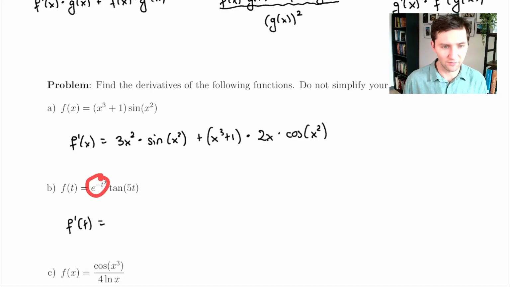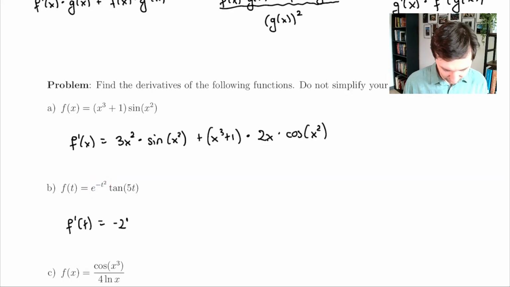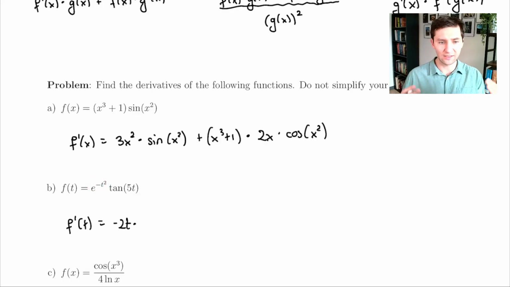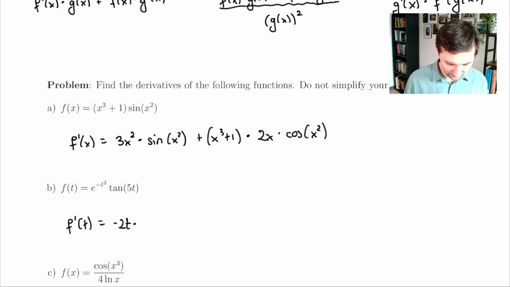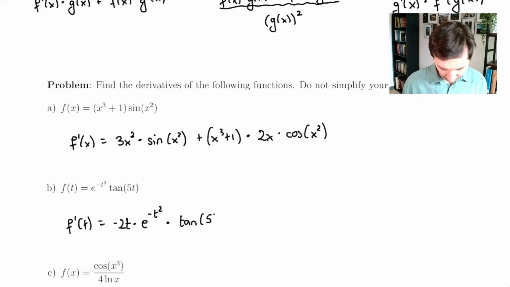To take the derivative of the first function, I take the derivative of the inside first. That gives me negative 2t. Multiply it by the derivative of the outside. The derivative of e to the x is e to the x. When I plug in the inside function to it, I get e to negative t squared. I multiply this by the second function, tangent of 5t.